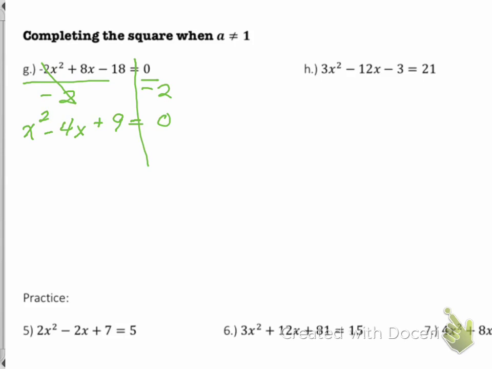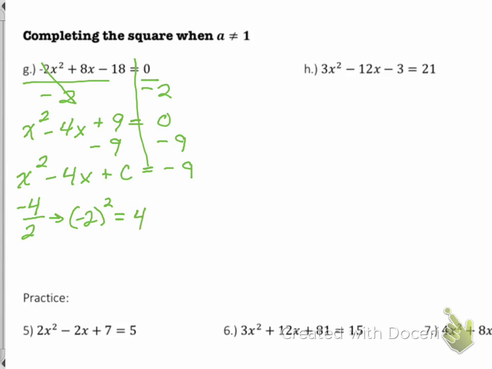So I would subtract 9 from both sides, and I would get x squared minus 4x, plus c, is equal to -9. Now I need to take my b value of -4, cut it in half to get -2, and square it, and that gives me 4. So now I have the equation x squared minus 4x plus 4 is equal to -9. Then I can factor to (x minus 2) squared is equal to -9.